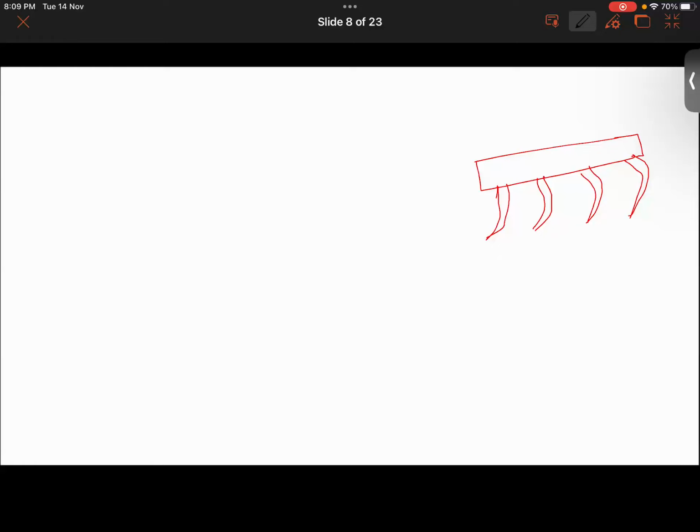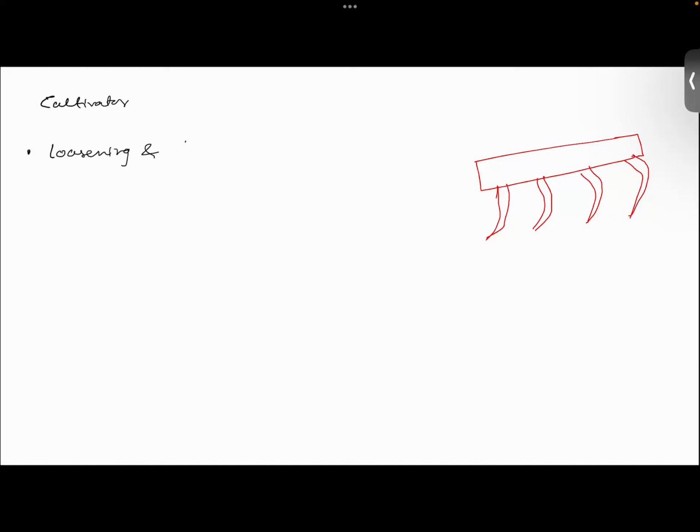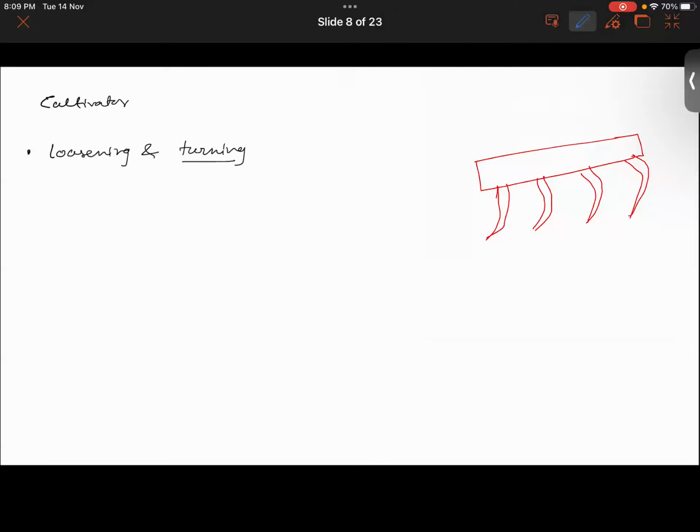So the main purpose for which the cultivator is used, first of all, is loosening the soil, or we can say loosening and turning the soil. Not only loosening, turning is also important. Turning basically means what? The top soil, which is usually fertile, humus let's say, is the top layer of the soil, or horizon A. Layers of the soil are also called horizons. As you know, there are several horizons in the ground. The first horizon, then horizon B.